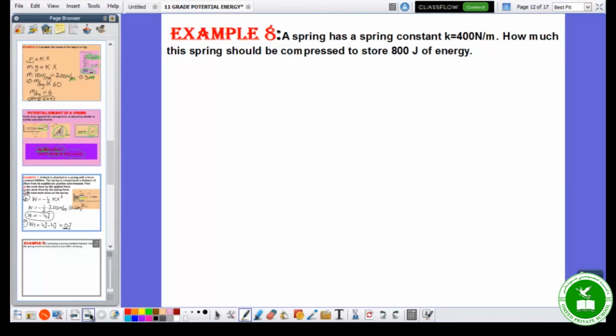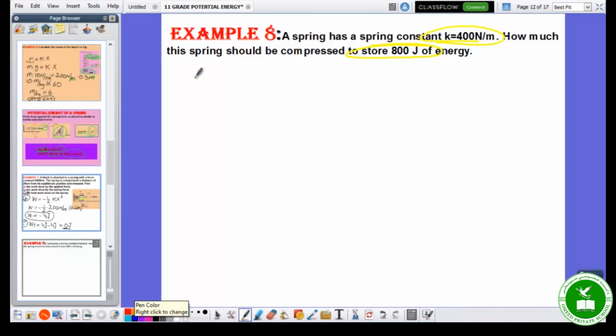Example number 8. A spring has a spring constant of 400 Newton per meter. How much should this spring be compressed to store 800 joule of energy? You see K is given, the amount of work done or potential energy is given. Here we have to calculate the amount of compression.